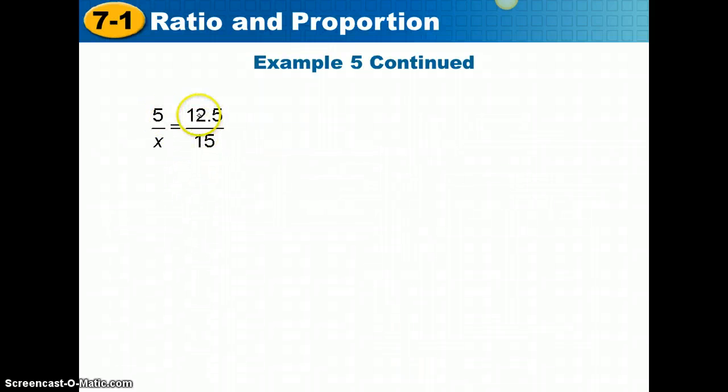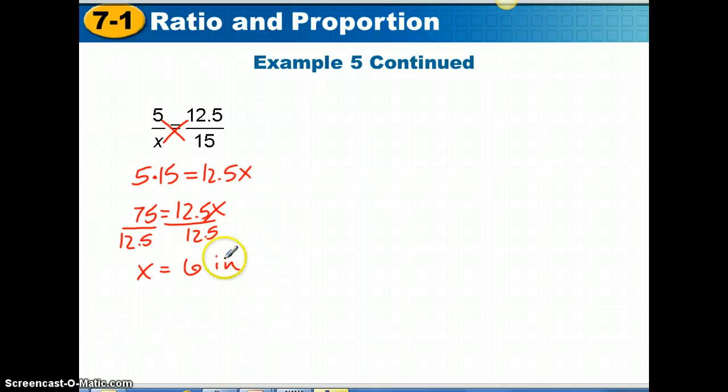Why don't you take a few moments, pause the video if you need some extra time, and solve this proportion. Remember, cross products property tells us 5 times 15 equals 12.5 times x. Once you have a value for x, you can click play and check your result. All right. The answer you should get is that x equals 6 inches. Remember, the scale drawing is in the unit of measure inches, so that is how we come up with that unit of measure.